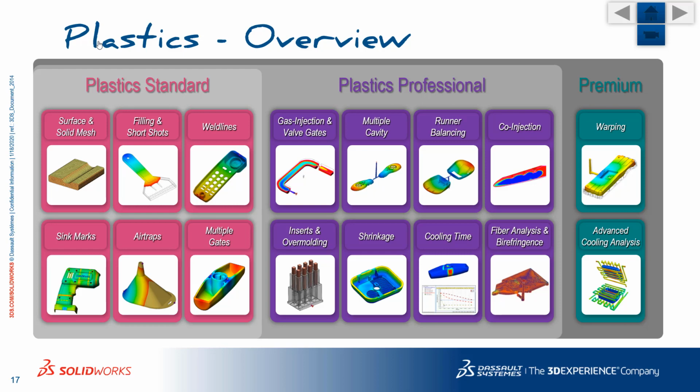Plastics standard has everything like surface and solid meshing to understand if the part's going to fill, is it not going to fill, are there weld lines, sink marks, air traps, something that might cause a potential manufacturing defect. So you can look at all of those things there in plastics standard. The geometry has implications on how those things will be affected in the filling process. So that's why we say plastics standard is for someone who's going to design a part to be later injection molded.